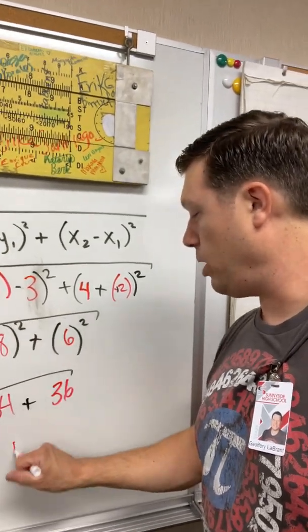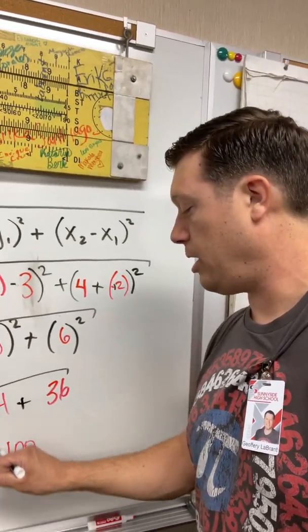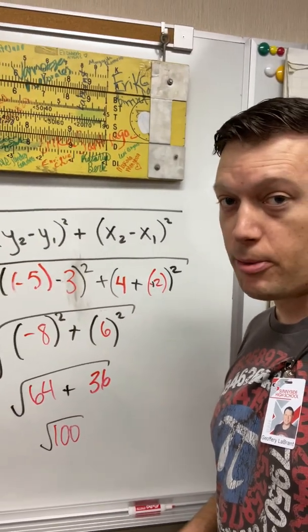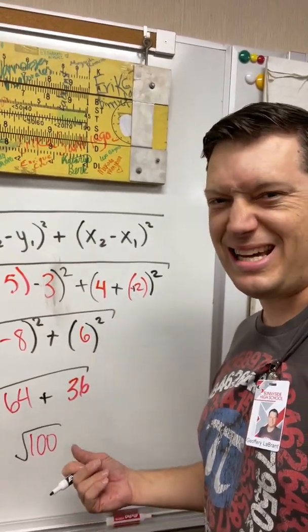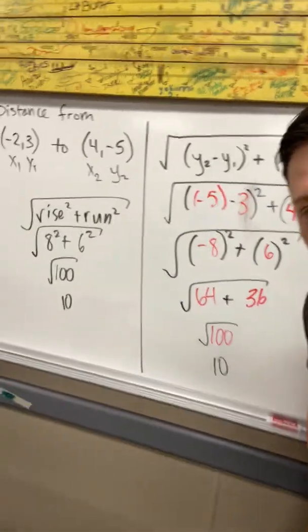So we have 100 and haven't messed with the square root yet. Remember, it's an order of operations problem. The square root of 100 is 10. That's what we got from the other one.